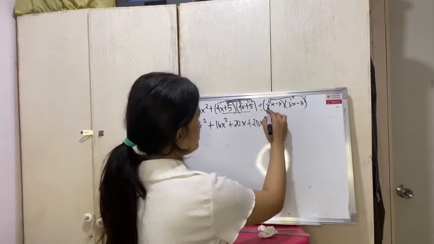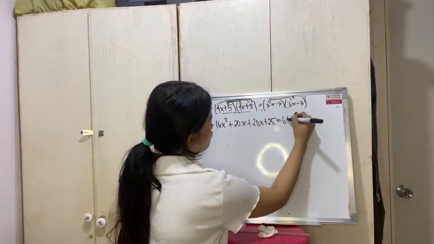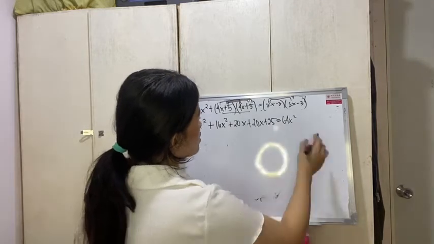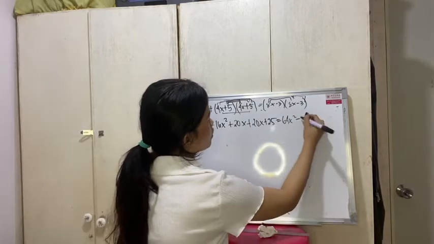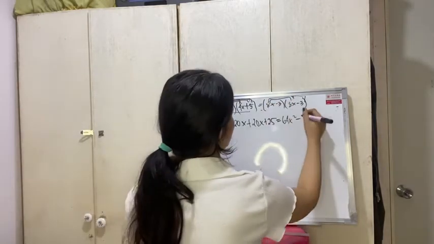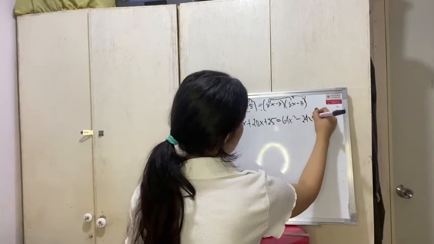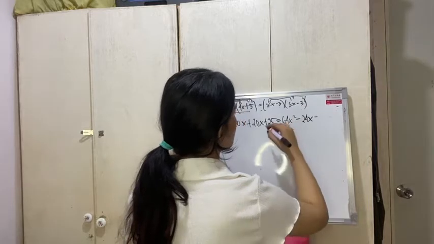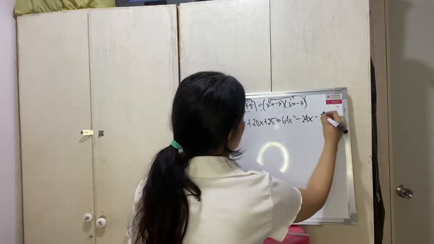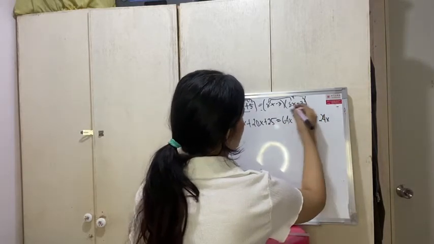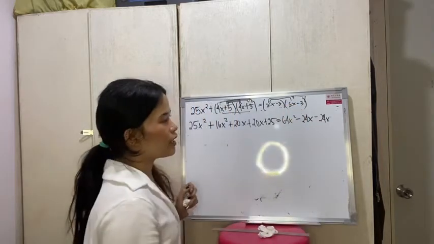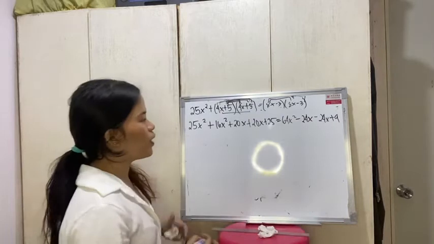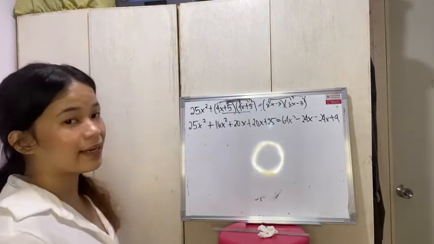So 8x times 8x is equal to 64x squared. 8x times negative 3 is equal to negative 24x. And negative 3 times 8x is equal to negative 24x. Then negative 3 times negative 3 is equal to 9. So now we are going to combine like terms.